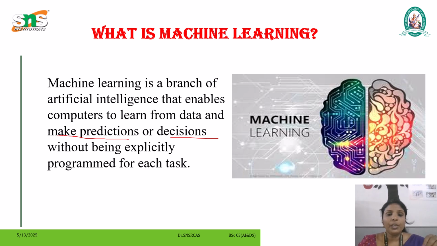In traditional programming, humans specify explicit instructions for the computer to follow. However, in machine learning, instead of being explicitly programmed for a specific task, computers are trained to learn from large amounts of data. The training process enables the computer to identify patterns, correlations and trends within the data and make predictions or decisions without being explicitly programmed for each task.